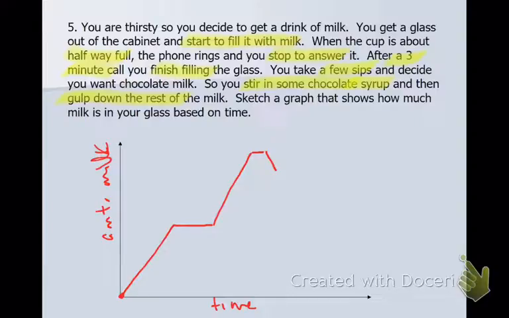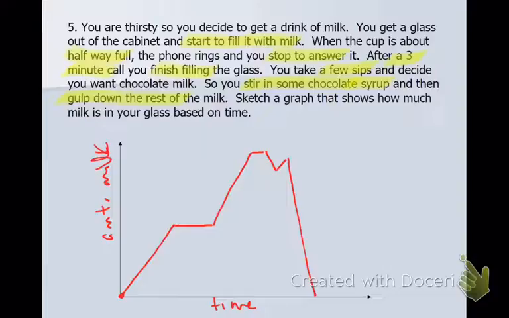And then you decide that you want chocolate milk, so you got to put syrup in it. Now remember, think about what happens to your cup of milk when you put syrup in it. That level rises a little bit, right? So we're going to go back up, actually, some. And once you're done with that, you're stirring it and everything, then you gulp it down. And so the amount of milk would go back to 0 once you're done.